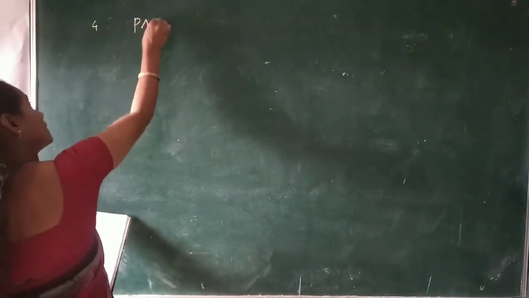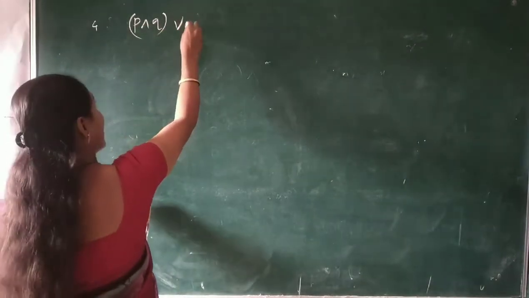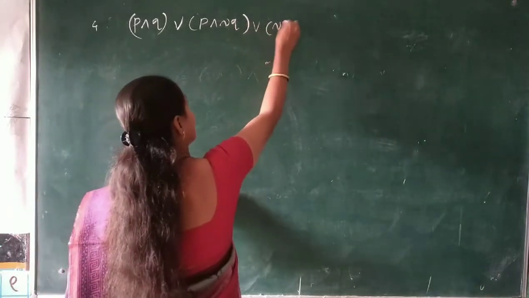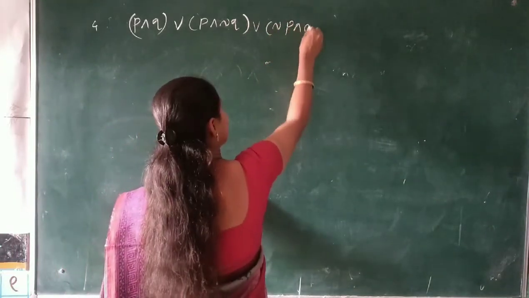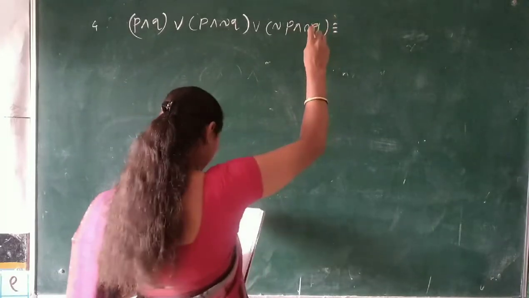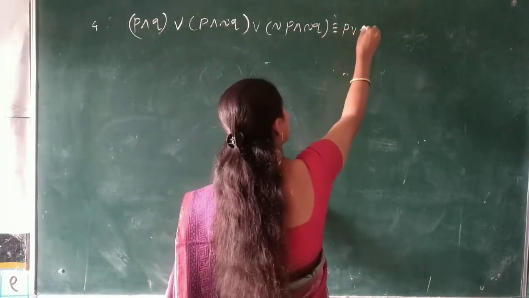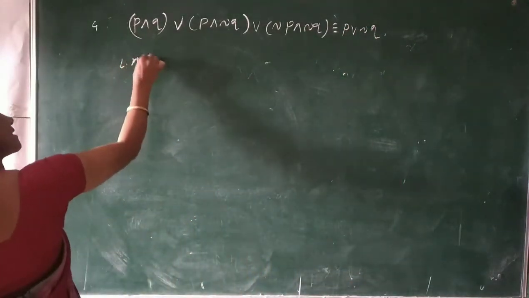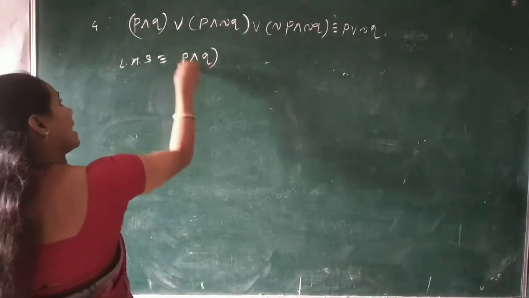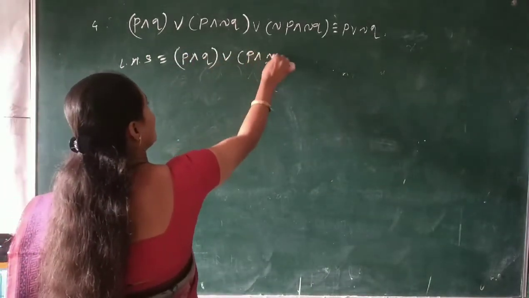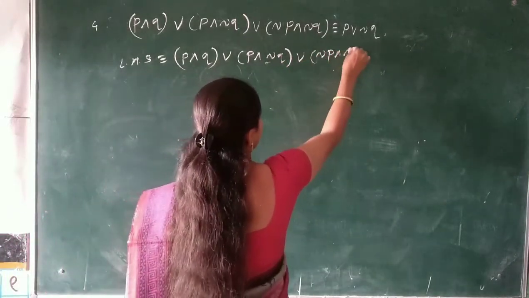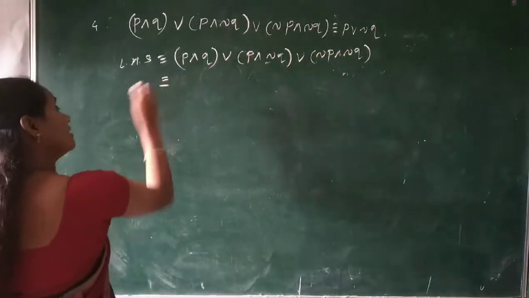Now next one. (P and Q) or (P and ¬Q) or (¬P and ¬Q) is equivalent to P or ¬Q. First take LHS. P and Q or P and ¬Q or ¬P and ¬Q, which is our LHS.